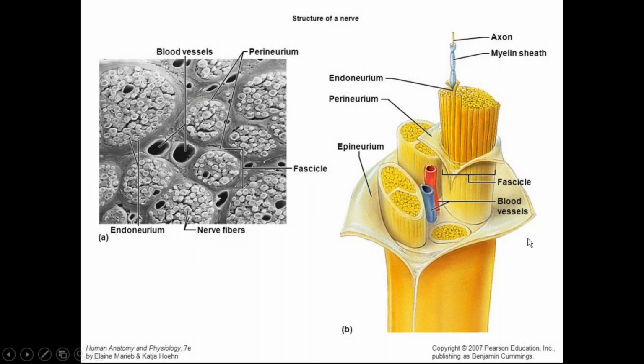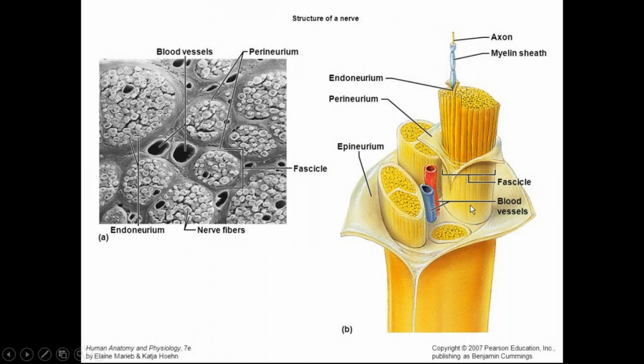So let's do a quick review of the connective tissue layers of the nerve. The outermost connective tissue layer of the nerve is epineurium, followed by perineurium, which envelopes the fascicular groups, and the innermost connective tissue layer is endoneurium, which envelopes the individual axon. So from inside out, we have endoneurium, perineurium, and epineurium.